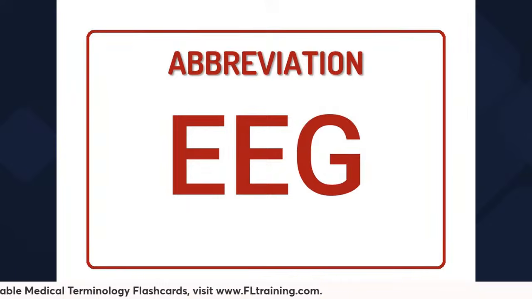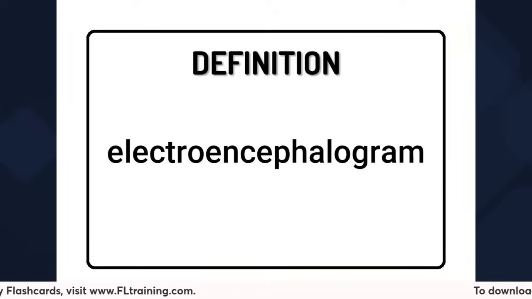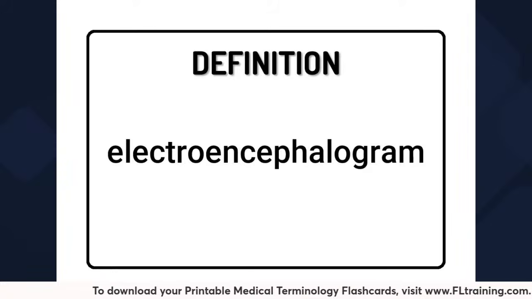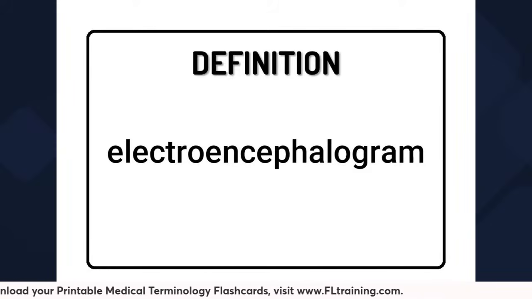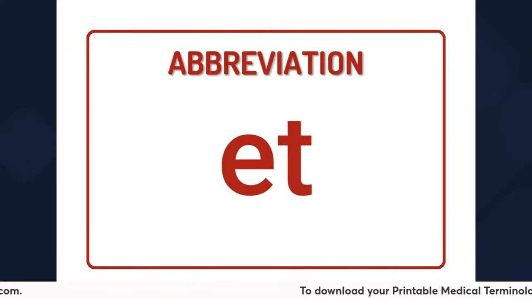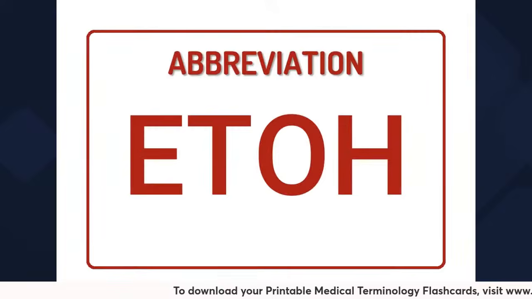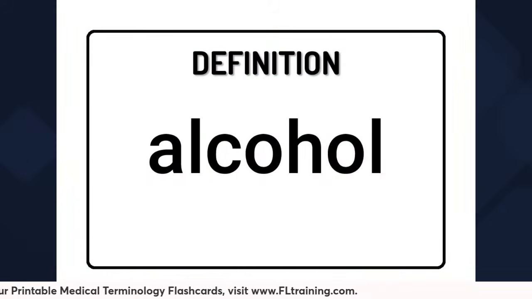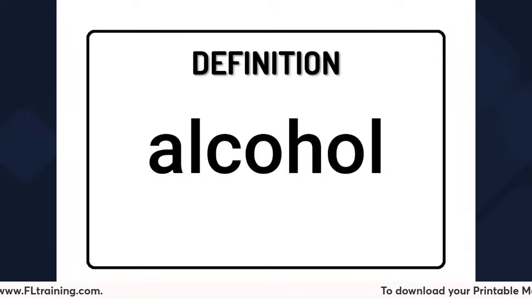EEG is the medical abbreviation for electroencephalogram. So we usually have EEGs performed to monitor the brain activity. If a person has had a stroke or a seizure, the provider will order an EEG. ET is the abbreviation for and. ETOH is the abbreviation for alcohol. So if someone has a history of alcohol dependence, you'll usually see it listed as ETOH abuse.